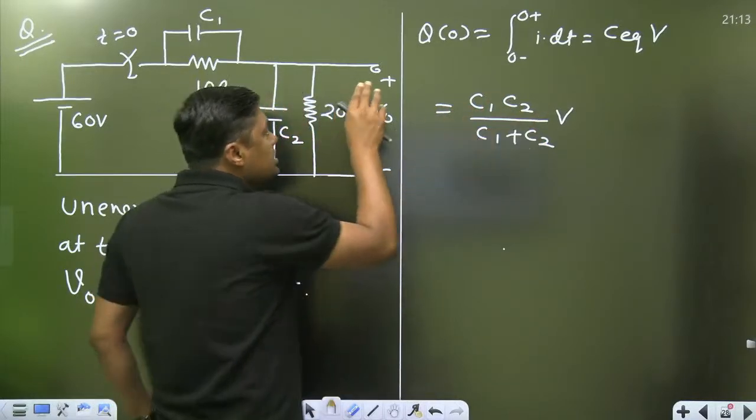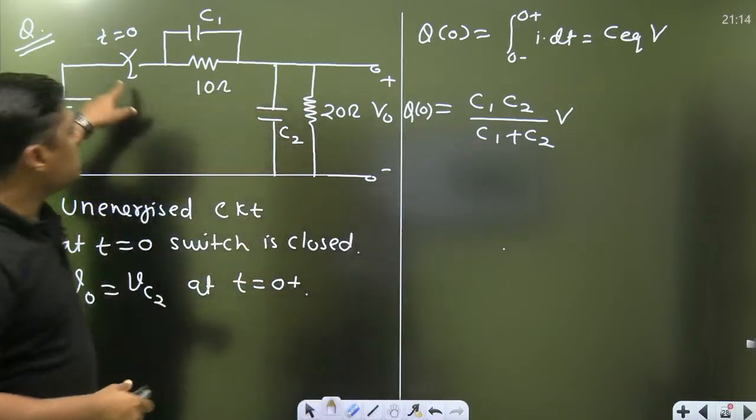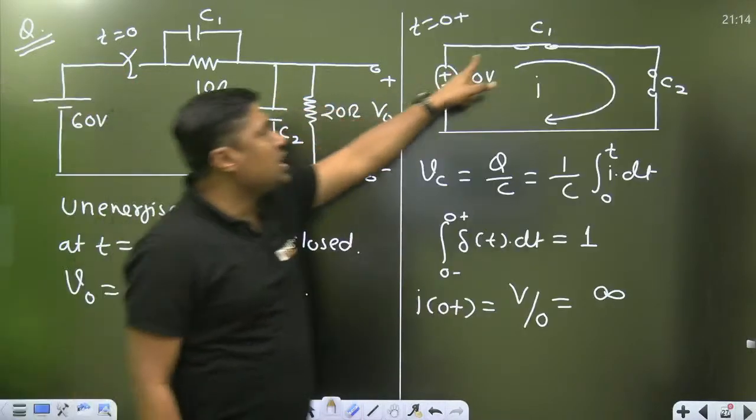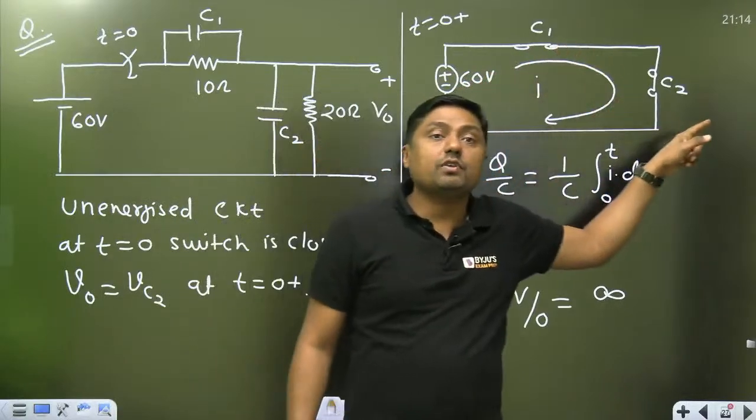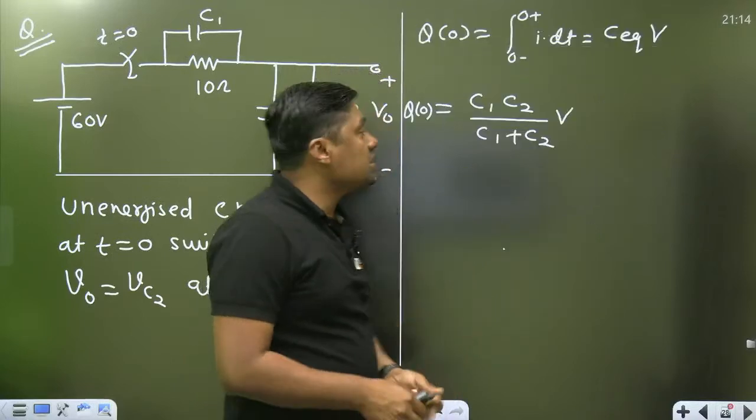So that is the initial charge. And in a series, the charge will remain the same. Same charge will flow through C1 and same charge will flow through C2. Tell me, what is the initial voltage across C2?